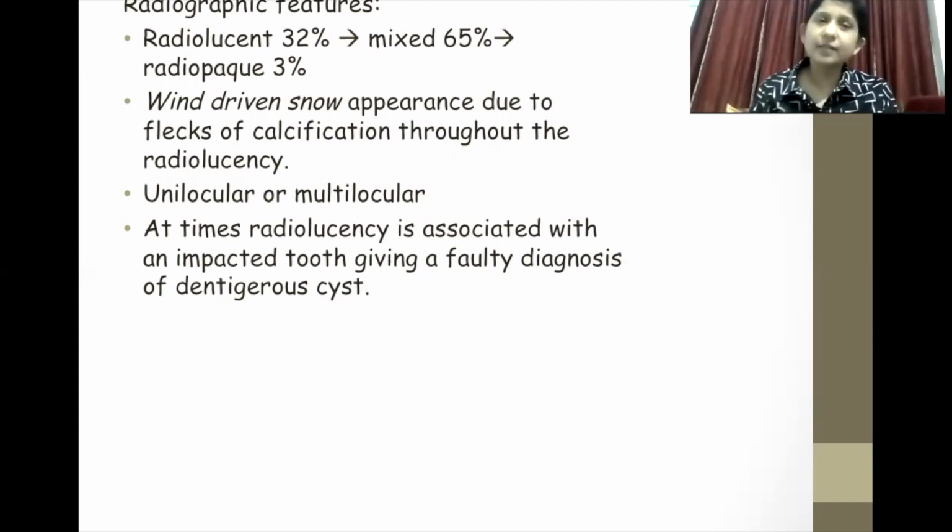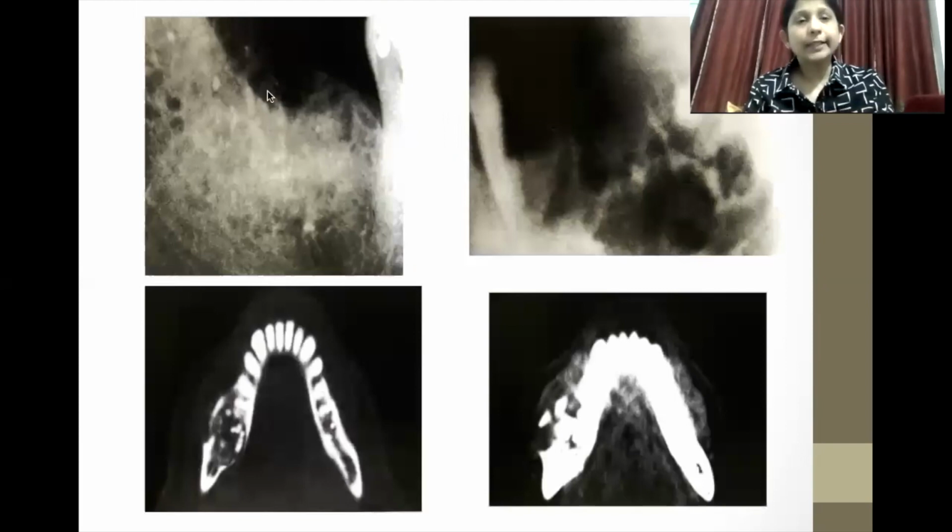Having said that, the radiolucency can be either unilocular or multilocular, and at times associated with an unerupted tooth. When it is associated with an unerupted tooth, it may resemble, to the clinician on the radiograph, a dentigerous cyst, because whenever you find something in relation to the crown, that is around the crown, on the radiograph you always think in terms of a dentigerous relationship. So that's how the driven-snow appearance would look. It's alternatingly radiolucent and radiopaque.